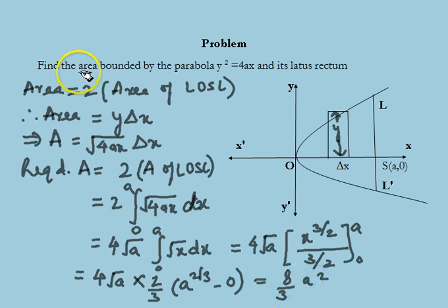Thus we have found that the area bounded by the parabola whose equation is given as y square equal to 4ax and its latus rectum is equal to 8 by 3 a square units, which is found by the use of definite integrals as was discussed in this lecture. With this we conclude the first lecture on applications of integrals, which was based on finding the area bounded by the given curves.